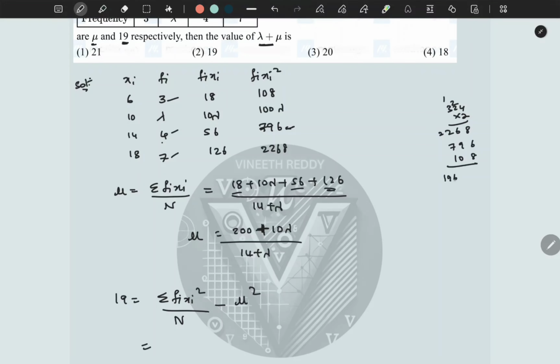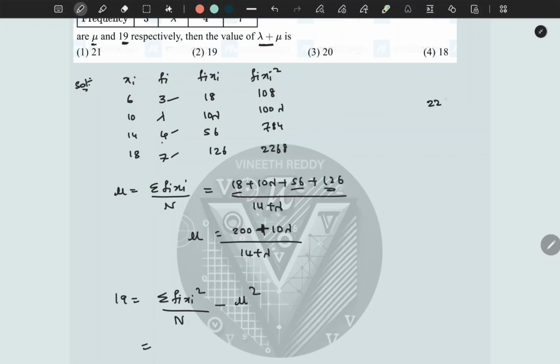196 into 4. Okay, let me just calculate. 6 4 24, 4 9 36, 38. Okay, it should be 784. I'm sorry, it should be 784. Okay, so let me just add all these values. So what do we get?